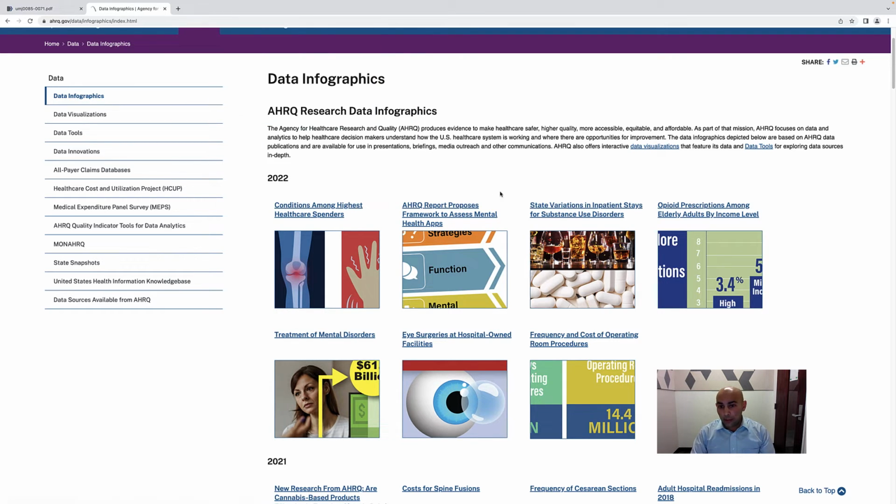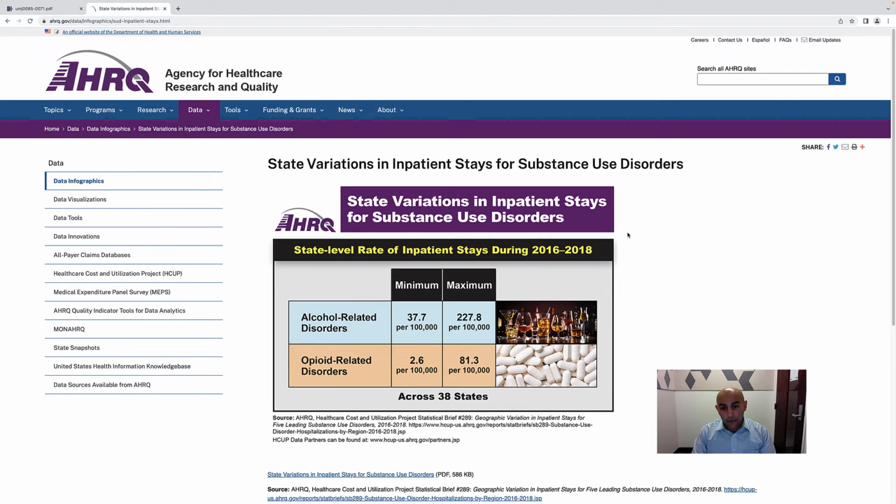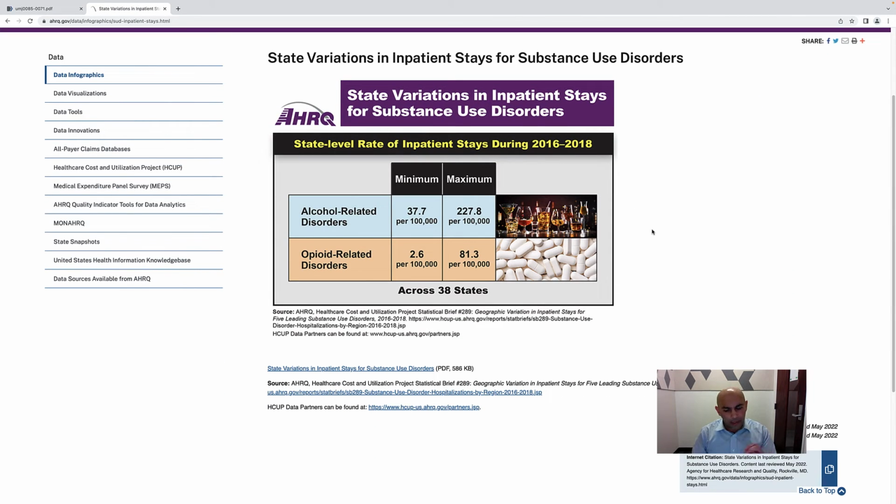In 2022, the AHRQ compiled data on state variations in inpatient stay for substance use disorders. When you select this infographic, what you see is very interesting. You see a simple 4x4, now I know it's not 4x4, but just bear with me, a 4x4 table. Now you may think, well, all I see is 1, 2, 3, 4, so that must be 2x2. No, the proper way to visualize this infographic is to look at everything that you see, both the labels and the numbers, and of course, the visuals.